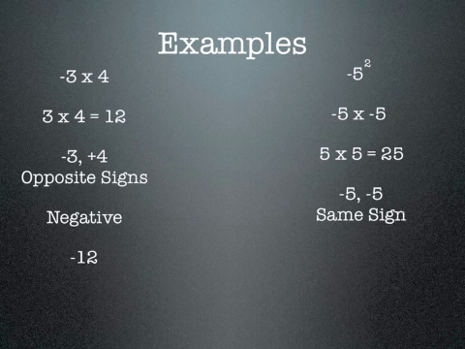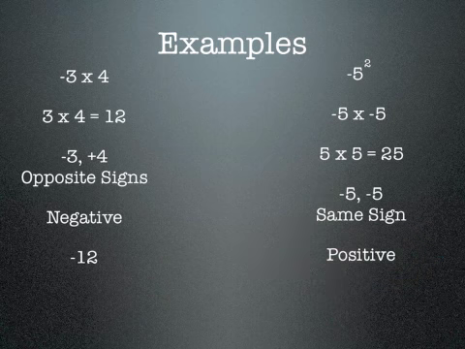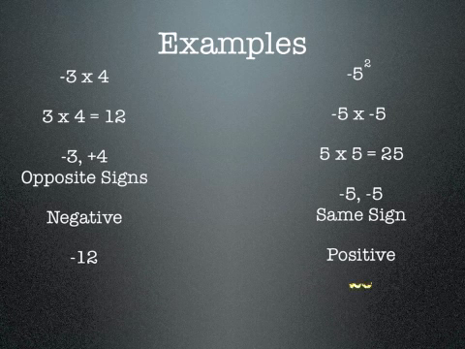But now I'm going to check the sign. Since they're both negative, they have the same sign. That means my answer will be positive. So negative 5 squared is a positive 25.